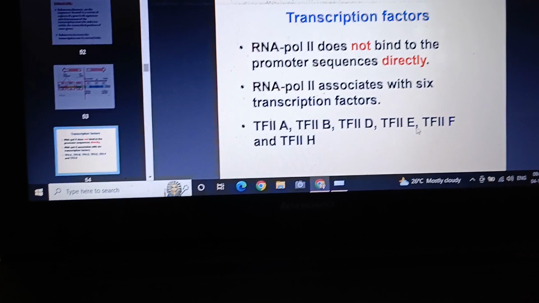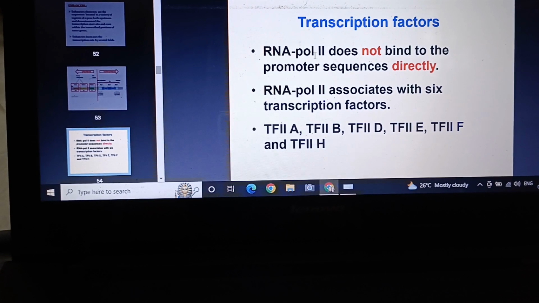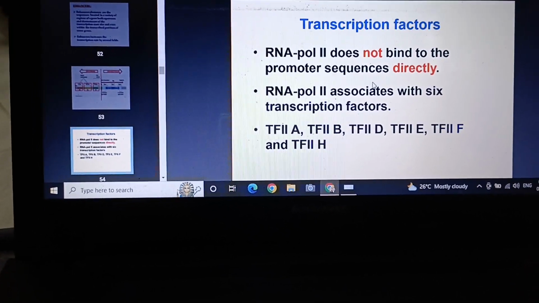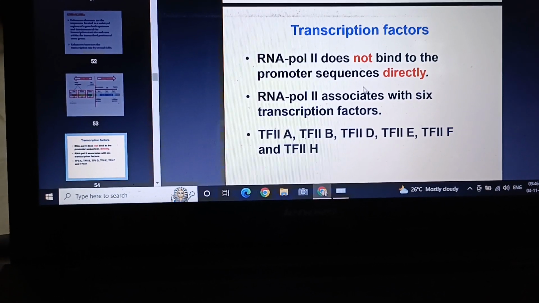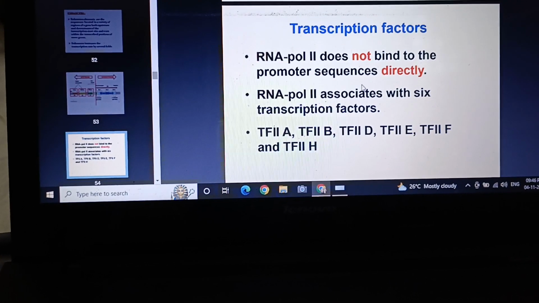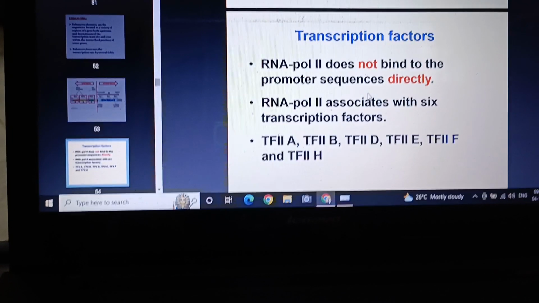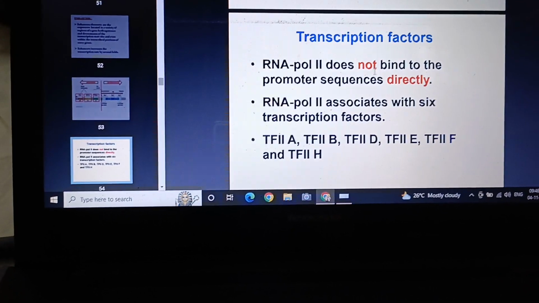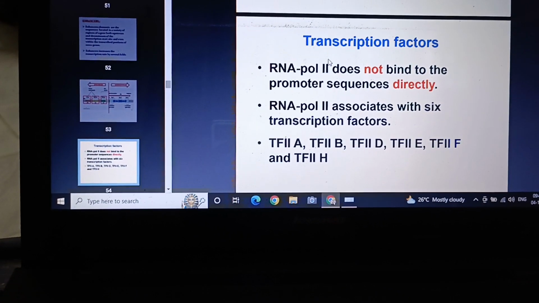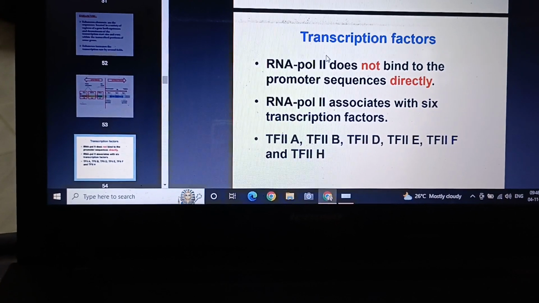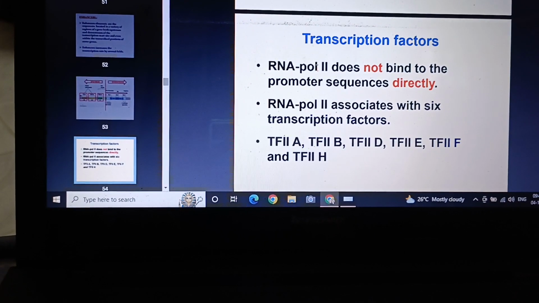Transcription factors. What are transcription factors? As I told you already, RNA polymerase 2 does not bind to the promoter sequence directly. But in the case of prokaryotic transcription, what will recognize your promoter region? Yes, of course, your sigma factor, which binds to your core enzyme, will automatically recognize the promoter region present in the prokaryote. But here that will not happen.